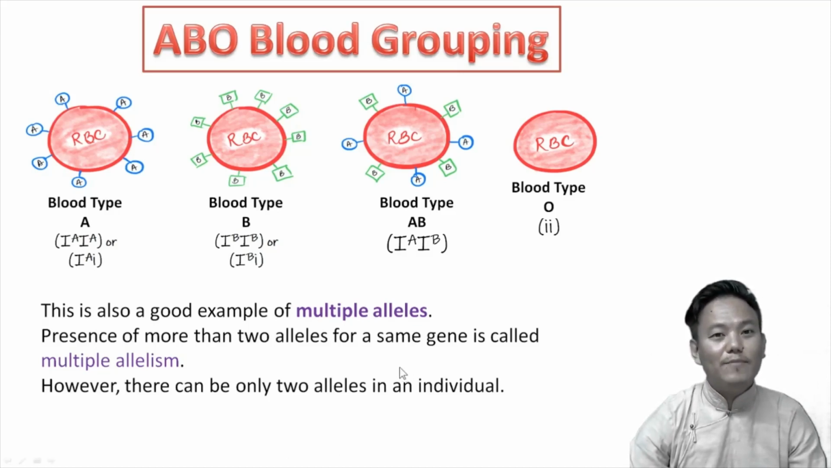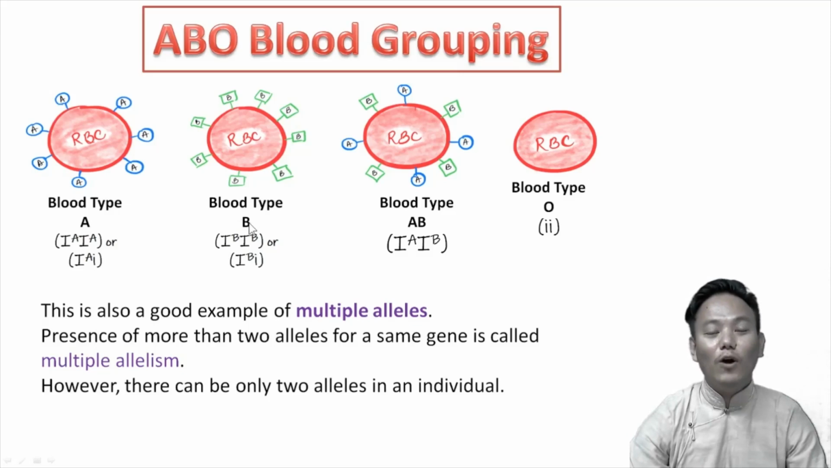Why it is a good example of multiple allelism is that there are more than 2 alleles for the same gene. Like I said before, the human ABO blood grouping is controlled by gene I. If you look at the alleles of gene I, there are 3 alleles, IA, IB, and small i, which is more than 2. So if there are more than 2 alleles for the same gene, it is called multiple allelism.